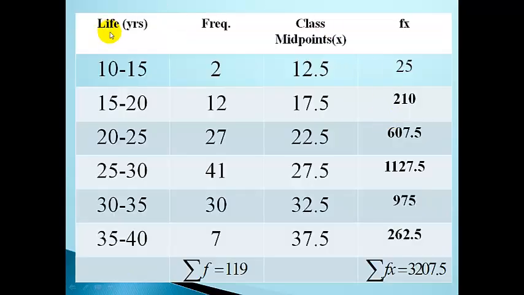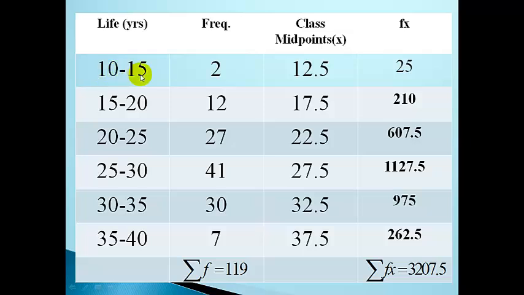So in tabular form, we have life in years as was given, and frequency as was given in the question. Since we want the summation of f, we have to add the frequency: 2 plus 12 plus 27 plus 41 plus 30 plus 7 gives us the summation of f, and that is 119. Now we have the class midpoint. How do we find the class midpoint? The class midpoint is the x. We add the lower limit to the upper limit and divide the answer by 2.